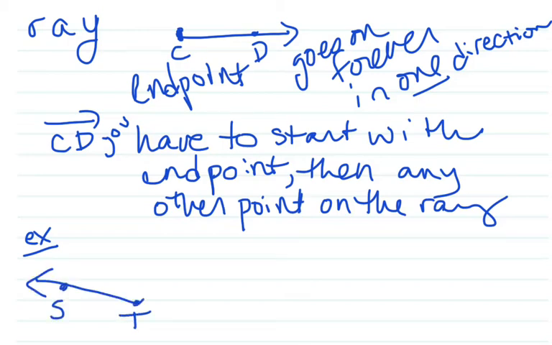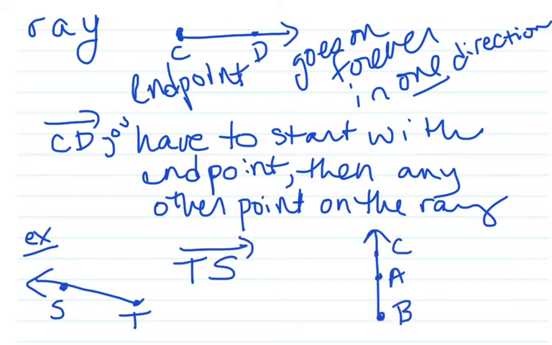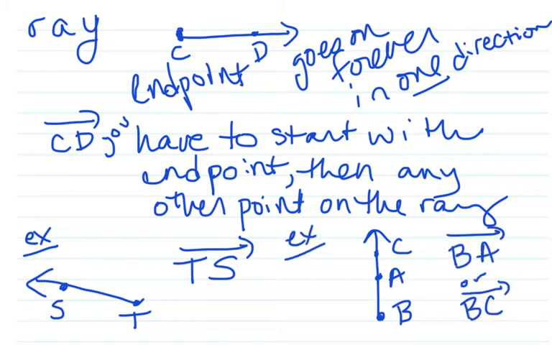That is going to be called ray TS. That's the only thing we can call it. This one, we have options. We can call it BA or BC because we have to start with B, that's the endpoint, but then we can use any other point on the line.